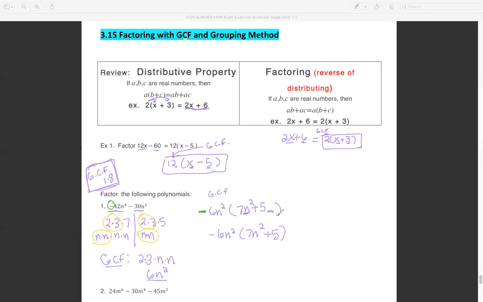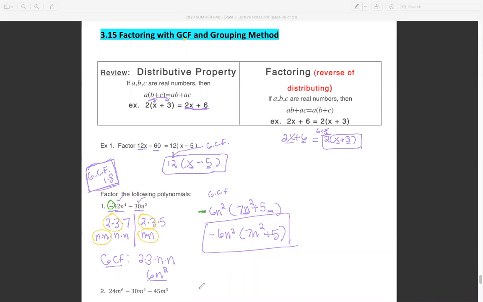And factoring is just the reverse of distributing. So to check, you would just distribute, and I always double check. Does this times this give us back this? Yes. Does negative 6n squared times 5 give us back this? Yeah. So therefore we have the correct answer. And then you can just box this.